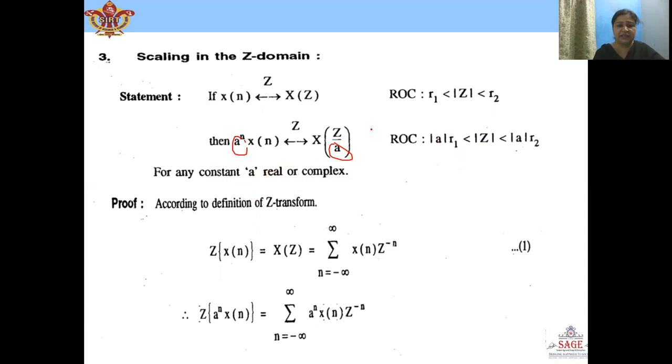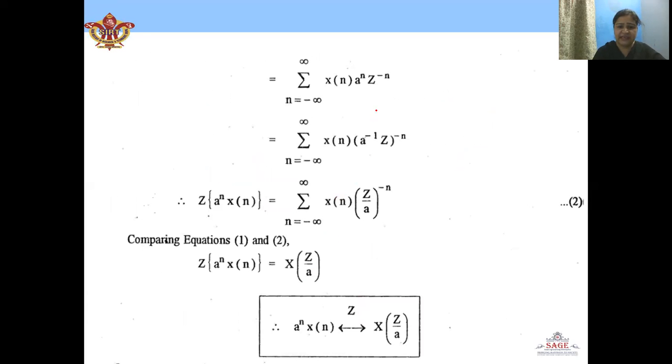So we will start with the definition of the Z transform. We want to find out the Z transform of a raised to power n x(n). So instead of signal x(n), we will write a raised to power n x(n) z raised to power minus n. Now here we have a raised to power n and z raised to power minus n. Both have n in the power. So we will combine them here. So x(n) a raised to power n z raised to power minus n. So we will take common minus n here. So a inverse z raised to power minus n.